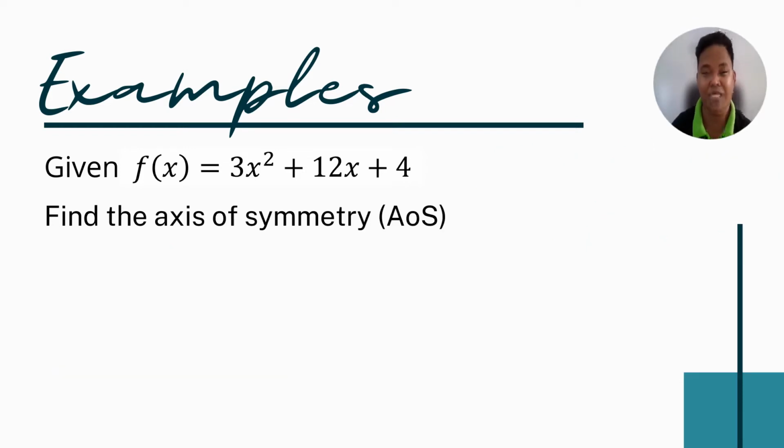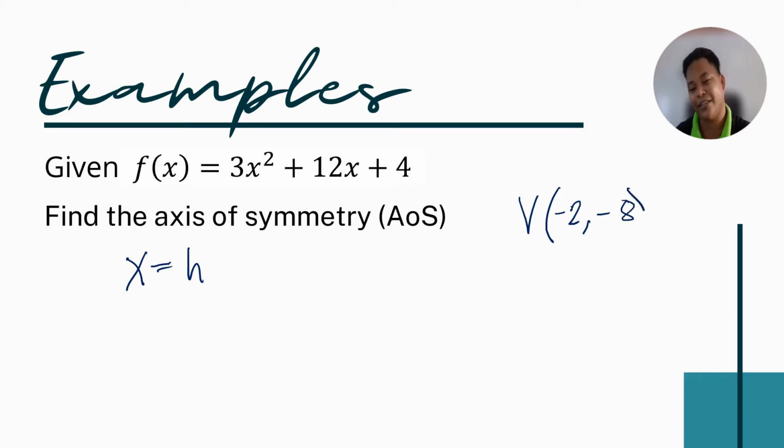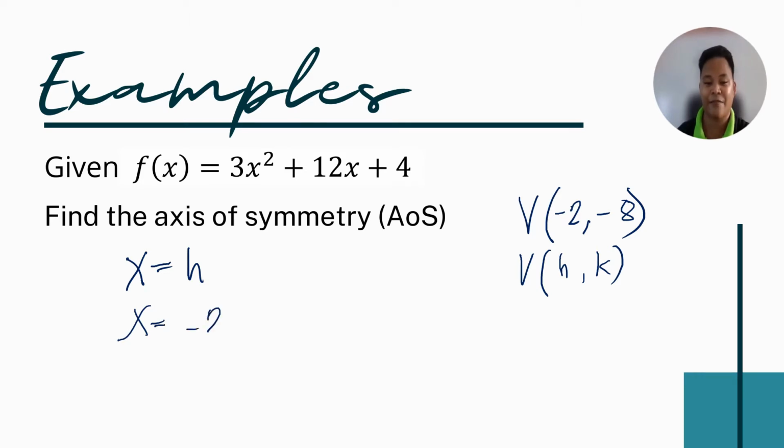We have the same given quadratic equation, and we're going to find the axis of symmetry, or AOS, as we denote for the axis of symmetry. For the axis of symmetry, we have the equation x is equal to h. And from the vertex that we got earlier, which is located at (negative 2, negative 8), and since V is represented by (h, k), therefore, the axis of symmetry is x equal to negative 2.